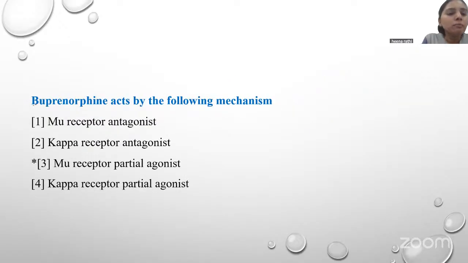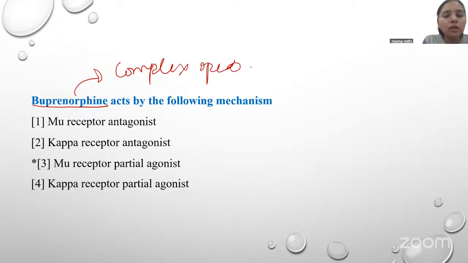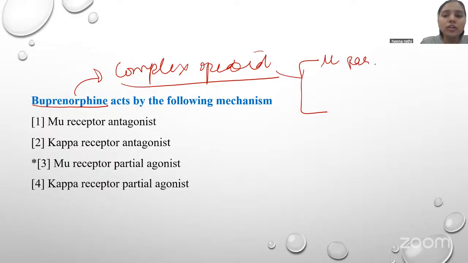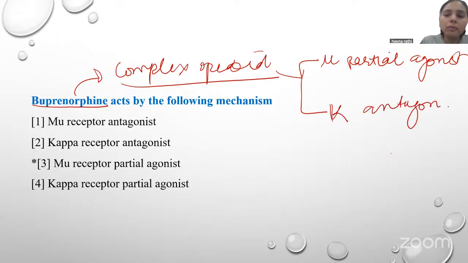Next question. Buprenorphine. What is buprenorphine? It is a complex opioid. Why is it a complex opioid? Because morphine is a simple opioid. It is going to have the agonistic action on the mu receptors only. But this complex opioid has the agonistic-antagonistic action. Means it is going to have partial agonistic action on mu receptor and antagonistic action on the kappa receptors. So buprenorphine is the mu receptor partial agonist.